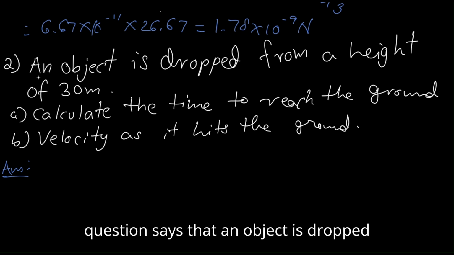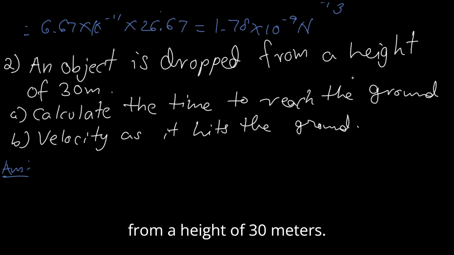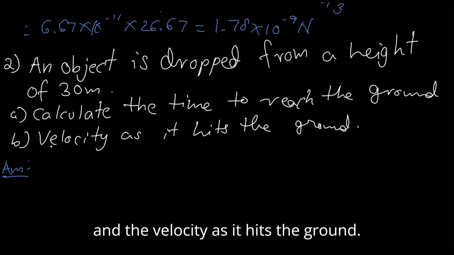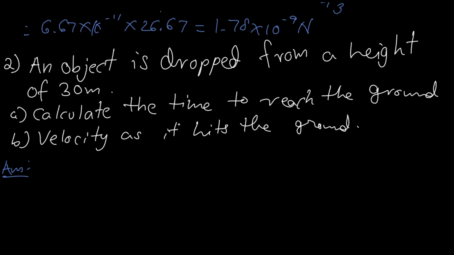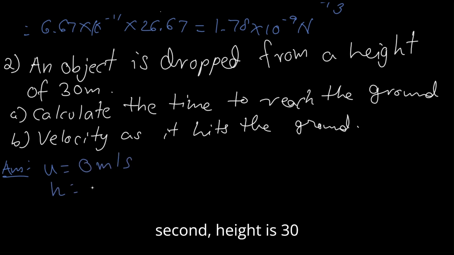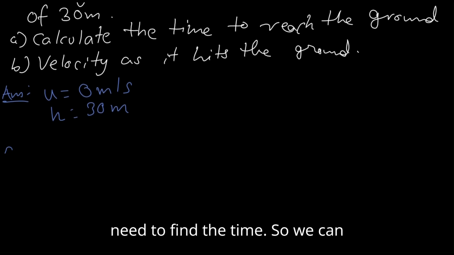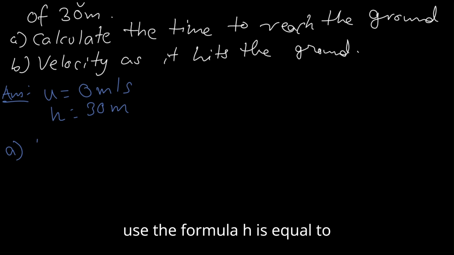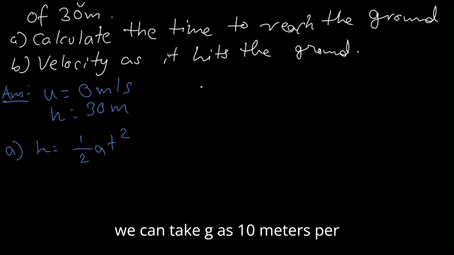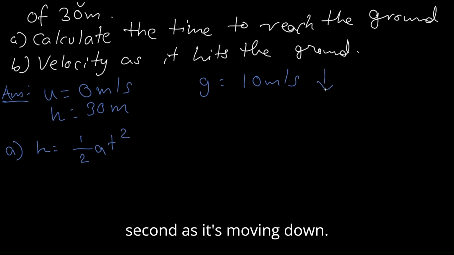So the second question says that an object is dropped from a height of 30 meters. Calculate the time to reach the ground and the velocity as it hits the ground. So we have the values. We can take initial velocity as 0 meters per second. Height is 30 meters. Now first we need to find the time. So we can use the formula h is equal to half g t squared. Now we can take g as 10 meters per second squared as it's moving down.